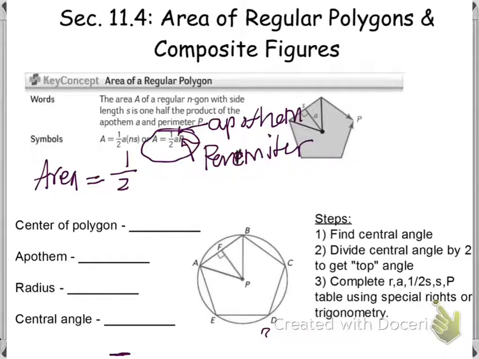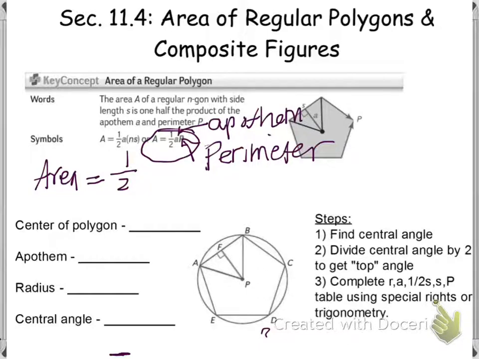I definitely just spelled that wrong. Perimeter. Wow, I really spelled that wrong. Don't write that down. Let's try this again. Perimeter. Okay, sorry. There's a reason I teach math.